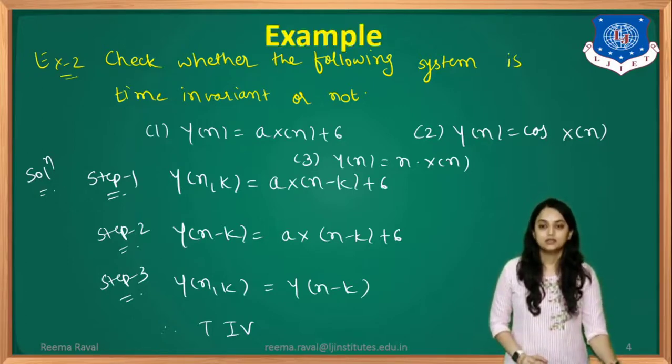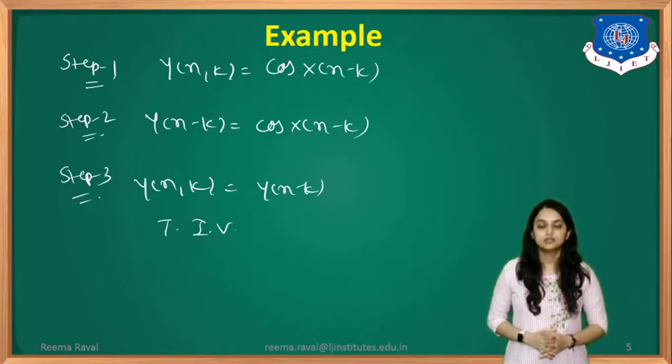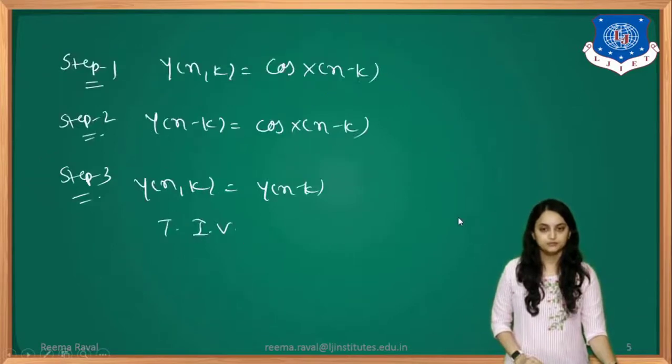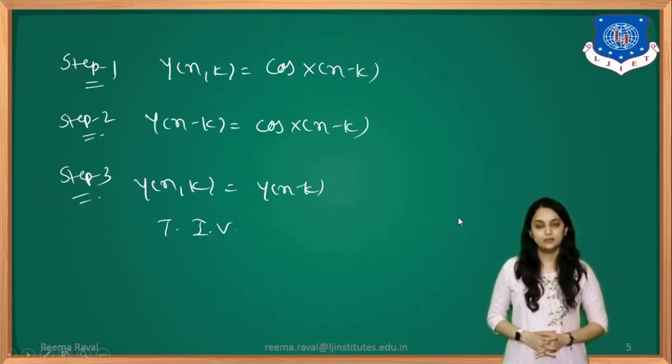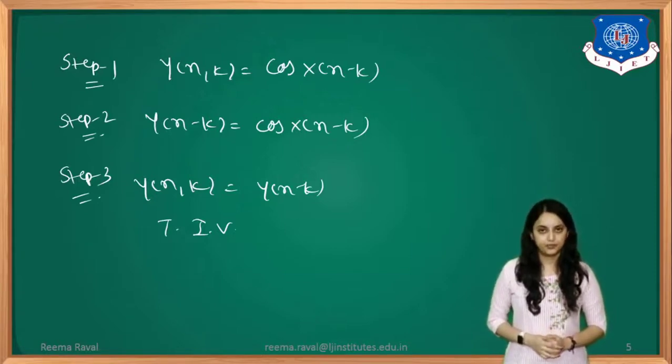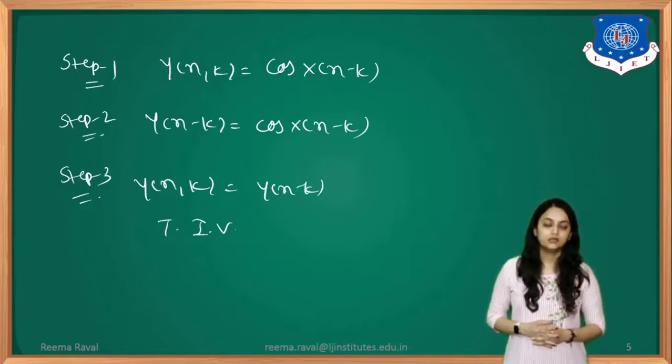Now, next, the second one, that is cos of x of n. So again we are doing the same procedure. y of n comma k equals cos of x of n minus k. Same way, now we will replace n by n minus k, and that will remain the same. So if we compare step number 1 and 2, they are equal. That's why we can say that this is a time invariant system.